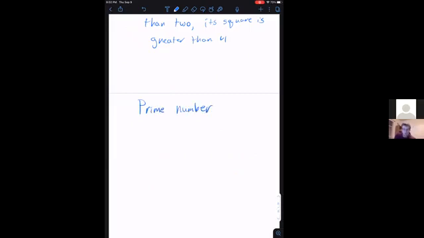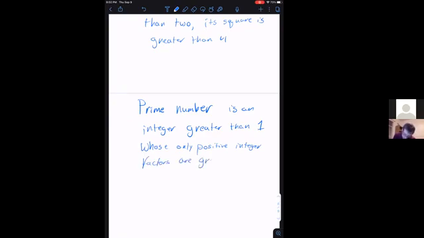Okay, so a prime number is an integer, got to be an integer, greater than 1 whose only positive integer factors are itself and 1.